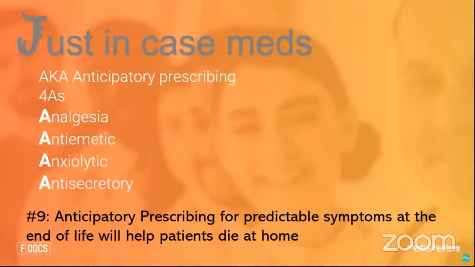The antiemetic choice depends slightly on the patient and their diagnosis, and therefore the likely cause of nausea at the end of life. But if we can't really predict a particular cause for the nausea, often cyclizine 50 milligrams subcut would be the go-to here.